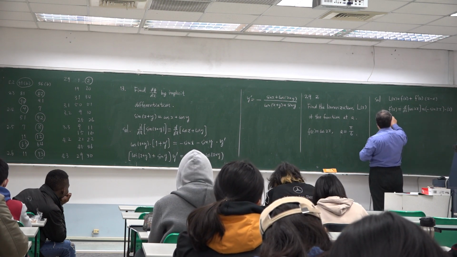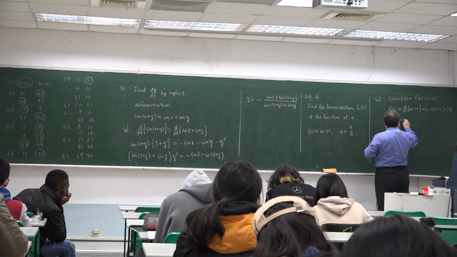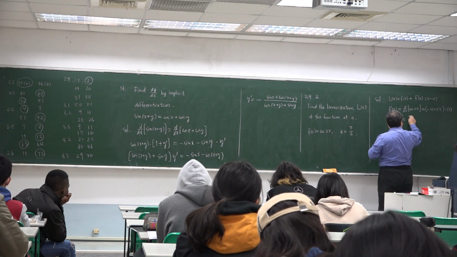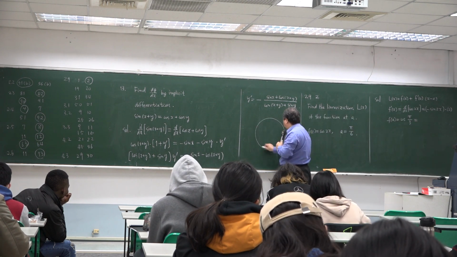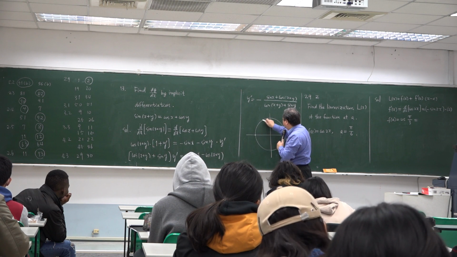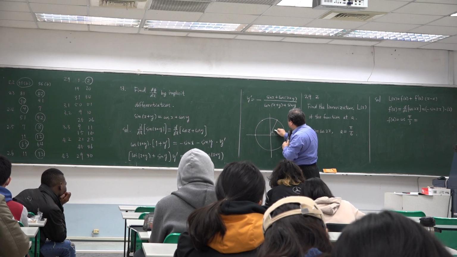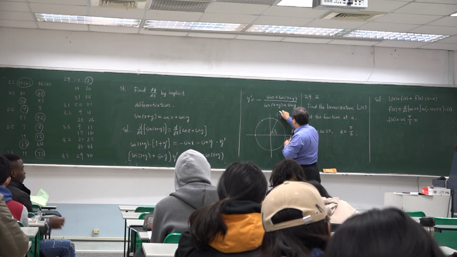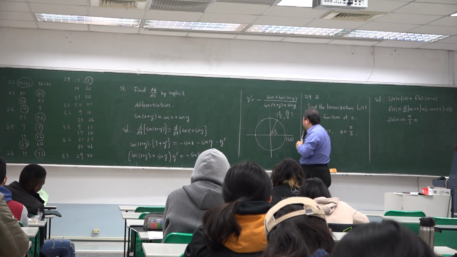Okay, so f of a is cosine of 2 pi over 6, which is cosine pi over 3. This is pi over 3, equivalently 60 degrees. Cosine of pi over 3 is 1/2. And this is sine pi over 3.